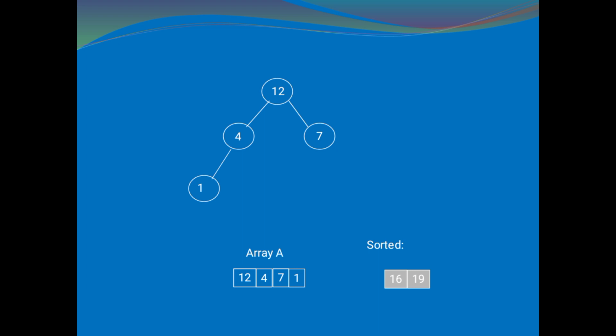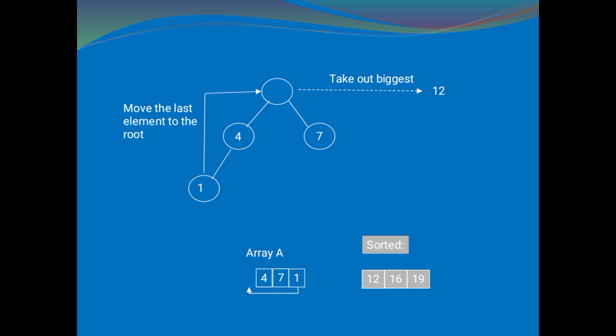After this, I will check whether it is a max heap or not. 1 compared with 4, satisfied. 4 and 7 compared with 12, max heap property satisfied. Now what do I have to do? Swap the first element with the last element. First element is 12 and last element is 1. Swap them. After swapping, they become like this.